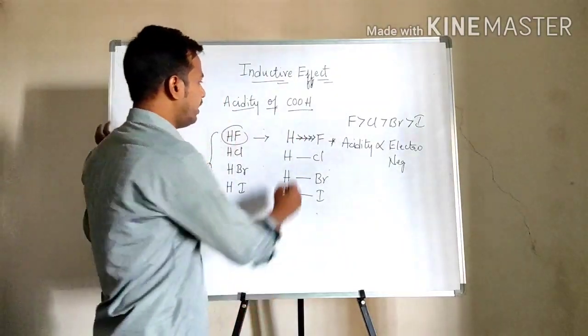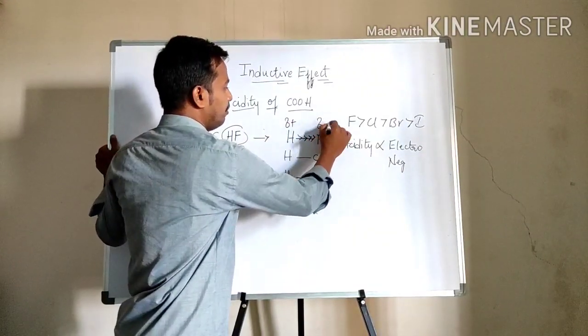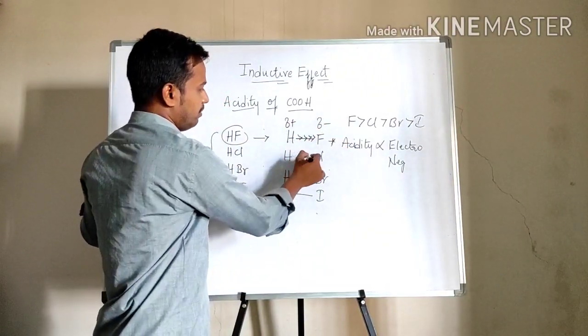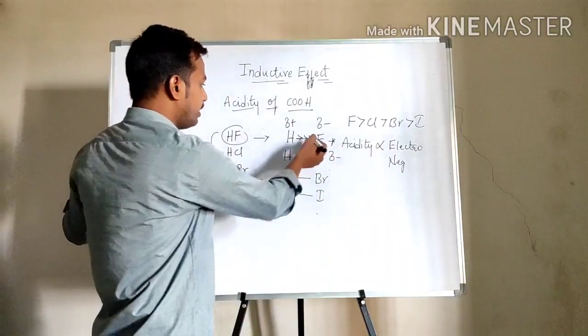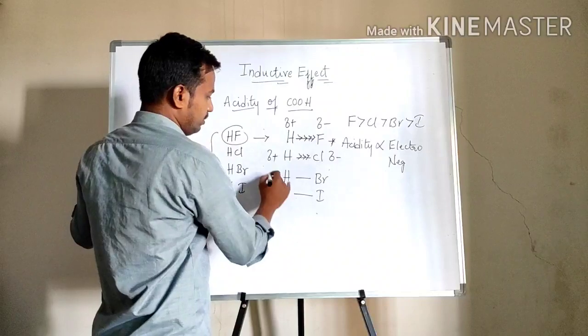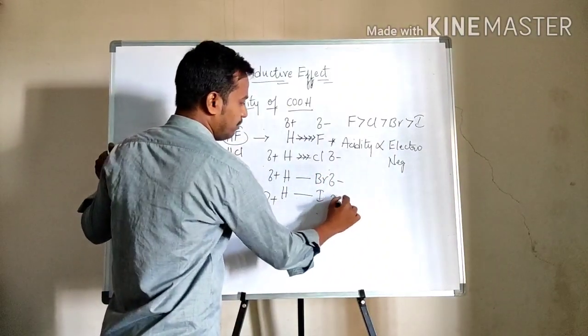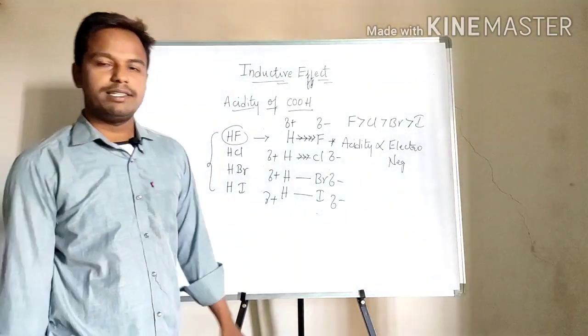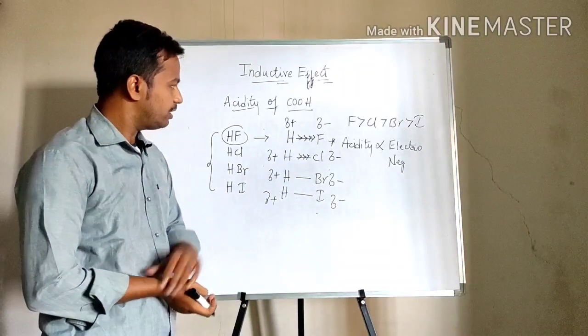Okay, so here proton will get delta positive and fluorine will get delta negative. Here also same, but the intensity is less. Chlorine intensity is less when compared to fluorine. Same here, delta plus, delta minus, delta plus, delta minus. Intensity is more here. So now what happens?